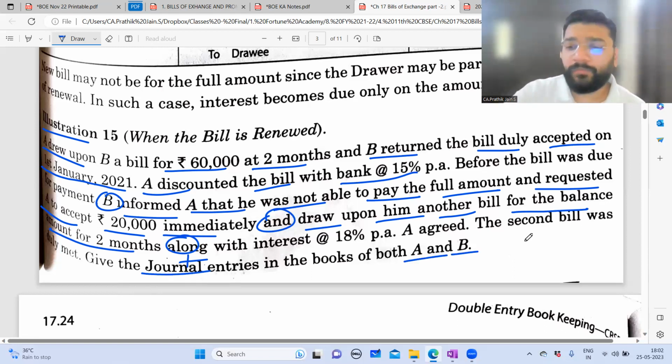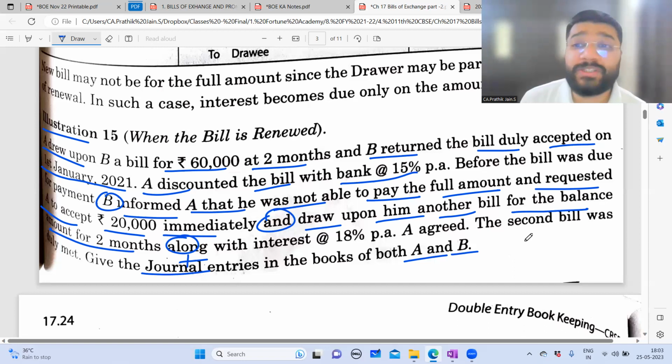Now my question goes to all of you. In this question, there is no mention of notary charges paid to the notary public. Do you think it is a mistake, or they have avoided it, or in this kind of situation the notary would not come normally? I think the notary public will come into play only in case of dishonour.